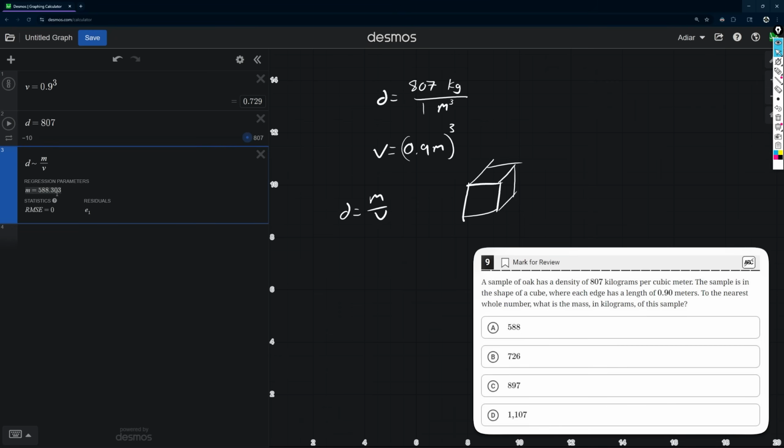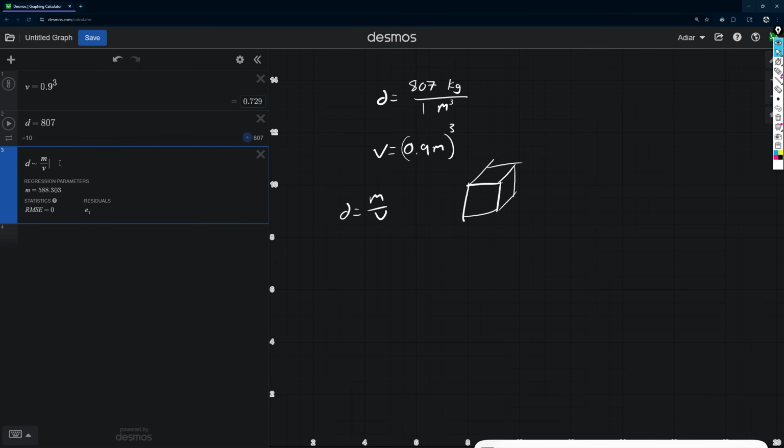Now, one thing you do want to check is making sure the units are all correct. So we've used kilograms and meters. And so I want to look through the problem and just make sure they don't use anything other than kilograms and meters in the entire question, which it does not look like they do. They're asking for the mass also in kilograms. So that's important to check. The nearest whole number is just 588, which means the correct answer is A.